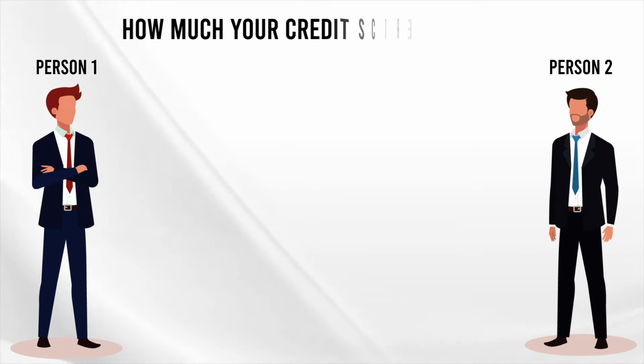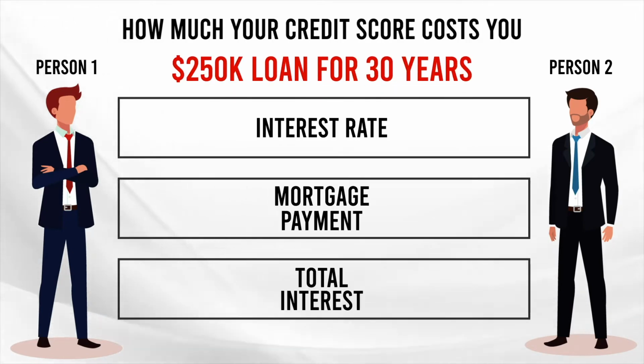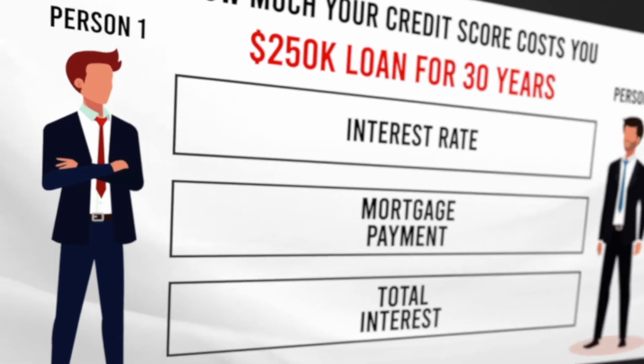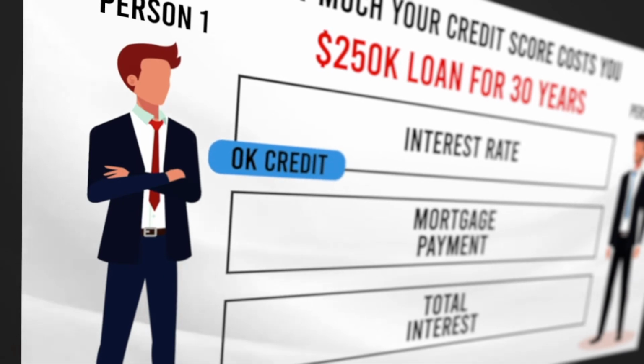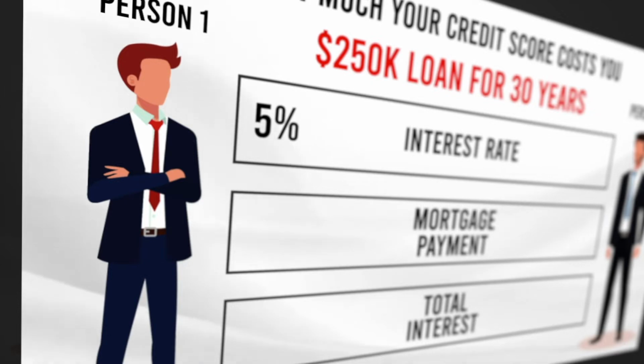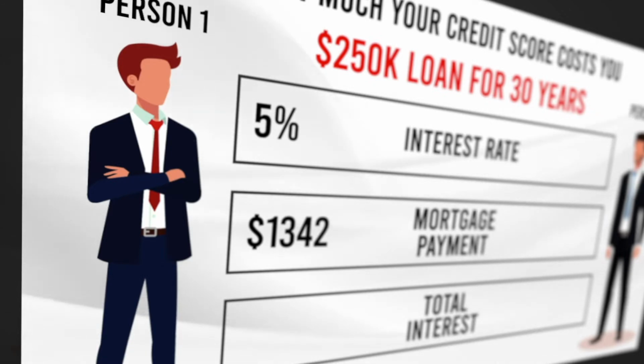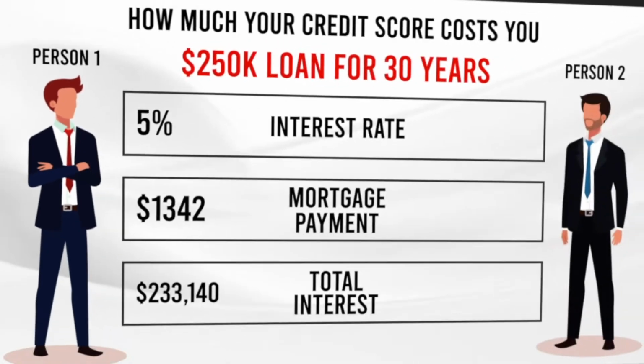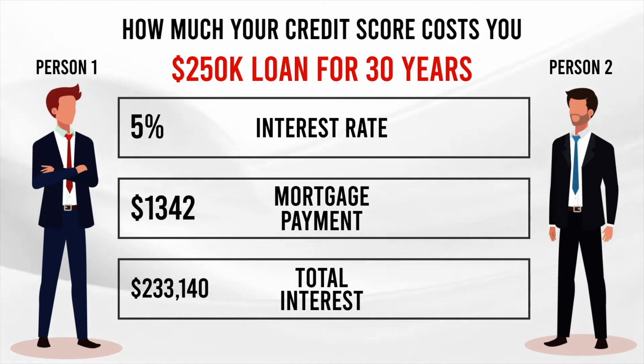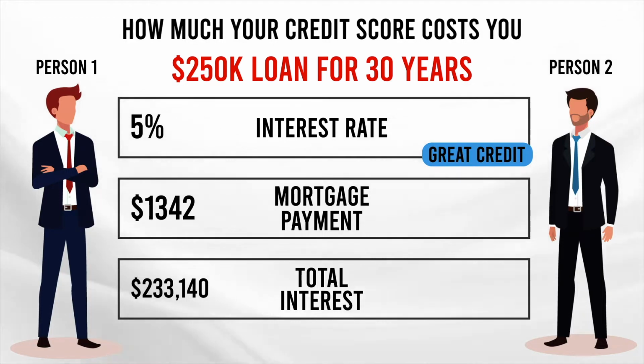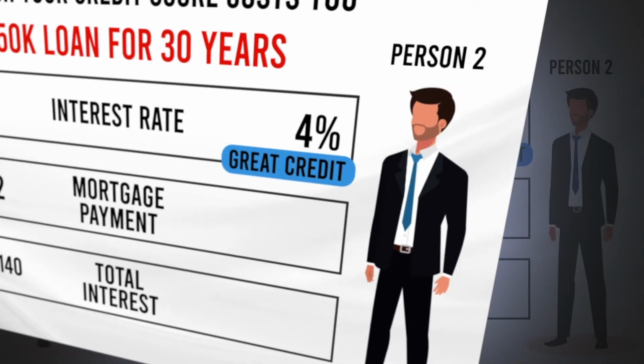Let's use this example, for instance. Let's say that we have two different people looking to get a $250,000 loan over the next 30 years. Person A has okay credit and is able to get an interest rate of 5%. A $250,000 loan at 30 years and 5% interest would give you a monthly payment of $1,342 per month. And their total interest payments over the life of the loan would be just over $233,000. Now, let's say person B has really great credit, and instead of paying 5%, they only have to pay 4% on their loan.